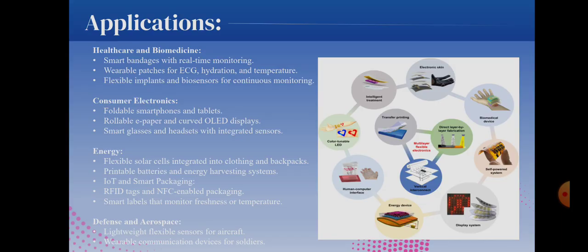Energy sector: flexible solar cells in clothing and backpacks, printable batteries, and energy harvesting systems. IoT and smart packaging: RFID tags or NFC systems for smart product tracking. Smart labels to monitor freshness or temperature. Defense and aerospace: lightweight sensors for aircraft, wearable communication devices for military use.